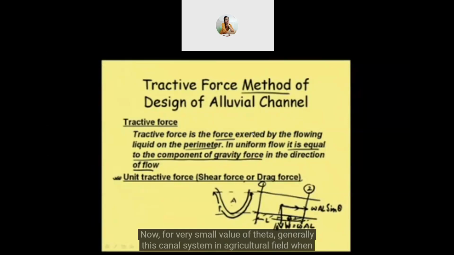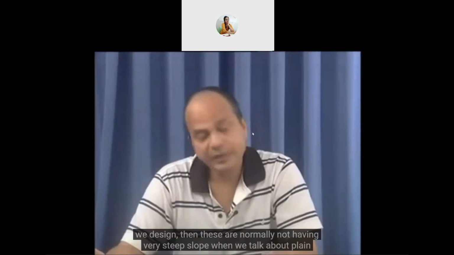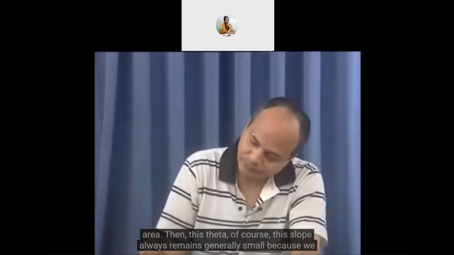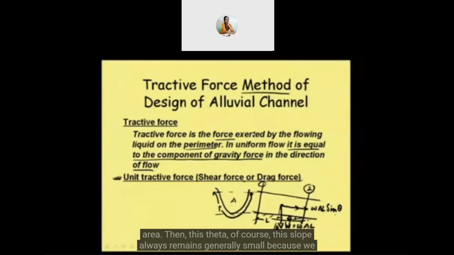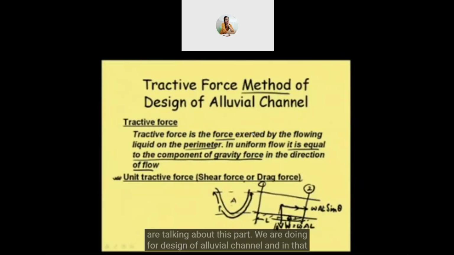Now, for a very small value of theta: generally, when we design canal systems in agricultural fields, these are normally not having a very steep slope when we talk about plain areas. This slope always remains generally small, because we are doing this for the design of an alluvial channel, which will normally be in a river valley, and so the slope will not be very high.